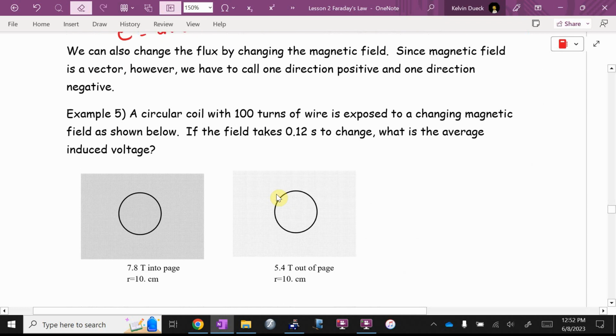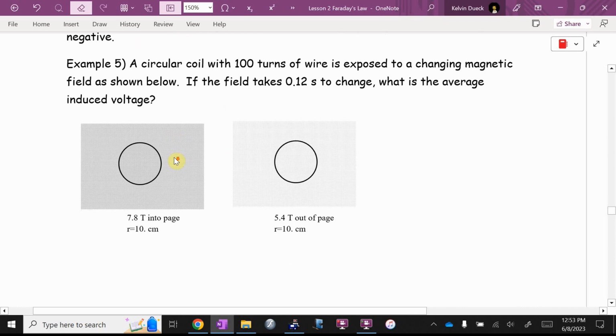We can also change the flux by changing the magnetic field. Magnetic field is a vector, so we're going to have to, Ethan, call one direction positive and one direction negative. It says this is a circular, okay, it's a circle. I'm going to do pi r squared. With 100 turns of wire. It's exposed to a changing magnetic field as shown below. If the field takes 0.12 seconds to change, what's the average induced voltage?